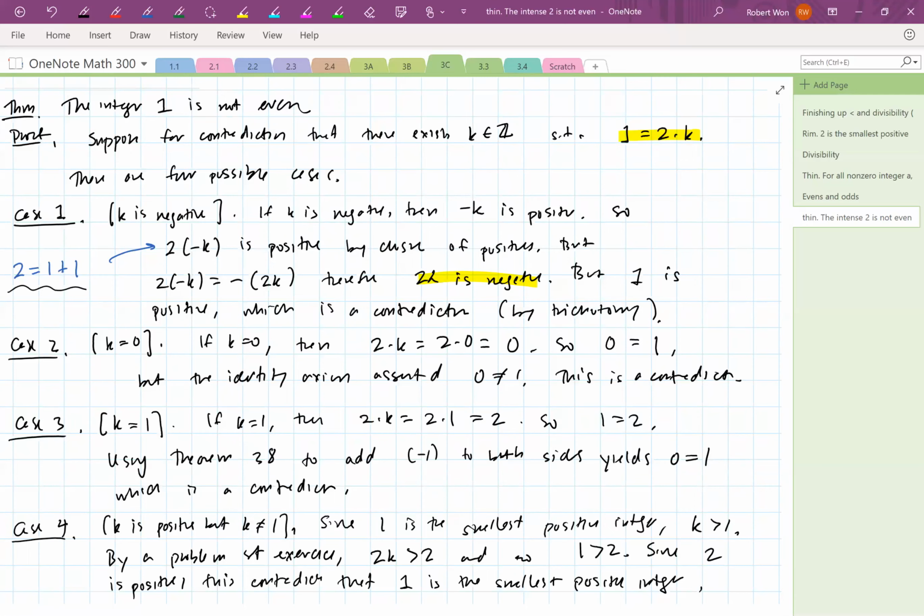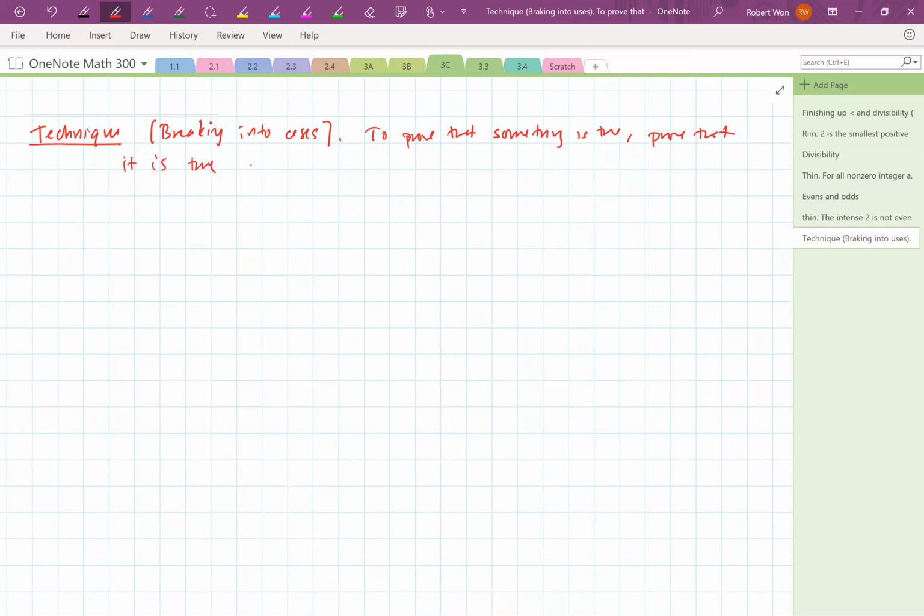Okay, but this is now like the second or third time that I've broken into cases. So I think it's worth just in your notes writing down what this technique is. So let's call this breaking into cases. Because there is something I want to say about this. So to prove that something is true, prove that it is true in specific cases, as long as those specific cases exhaust all possible cases.